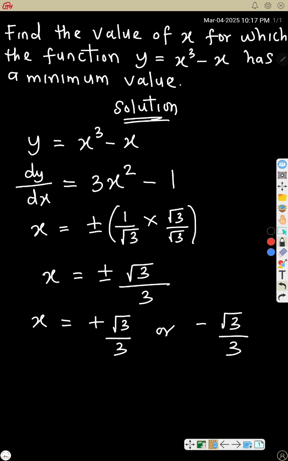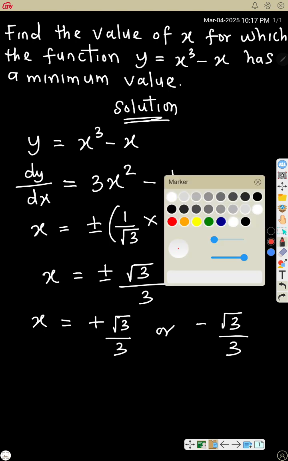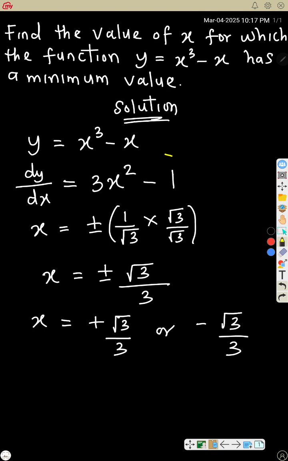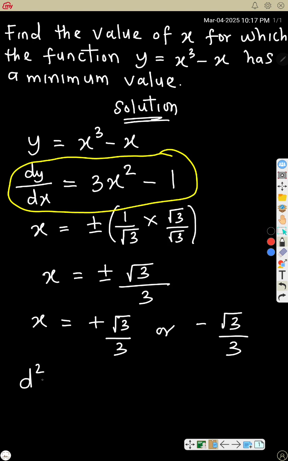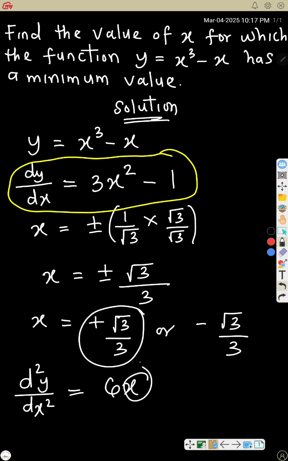If you look at the options, you have this, you also have this. How can you now know which one is minimum or maximum? You have to come back to this place. Differentiate again from there. So that will be d squared y over dx squared. That is, differentiate this again. So differentiate 3x squared, you get 6x. That is 3 times 2, 6x. Now substitute this value here for x.